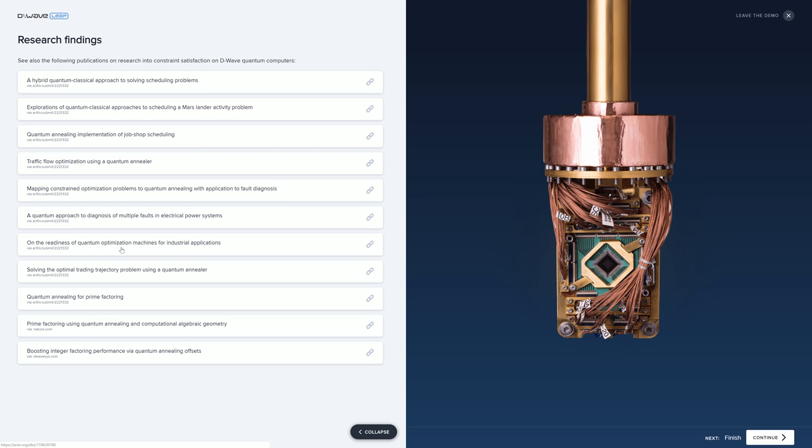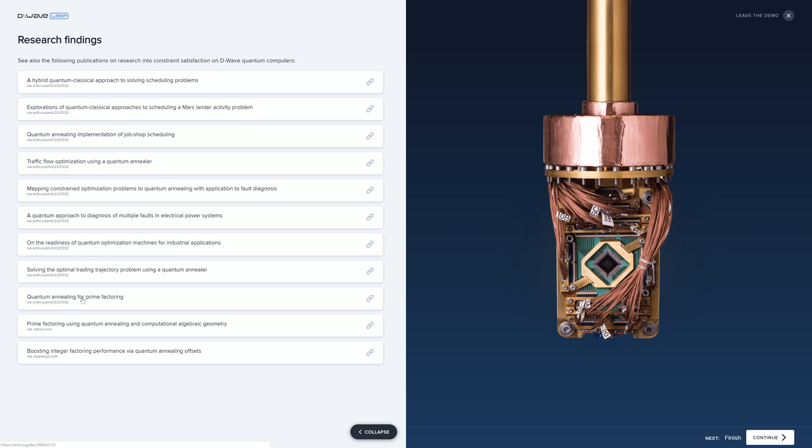On the readiness of quantum optimization machines for industrial applications, also necessary. Solving the optimal trading trajectory problem using a quantum annealer. Optimal trading trajectory. Okay, also needed, so that we find the best and probably cheapest and fastest routes, you know.